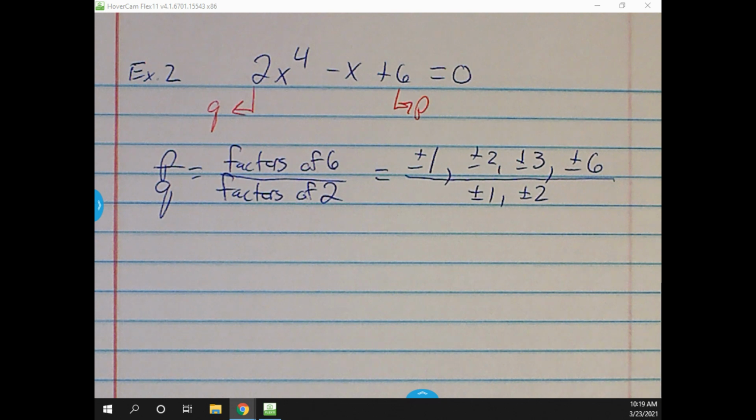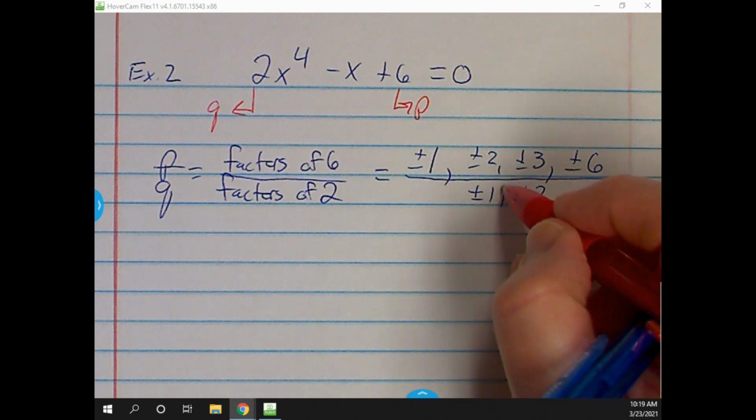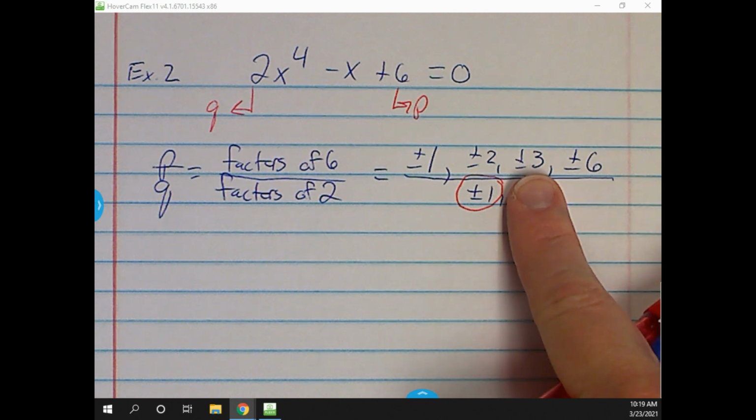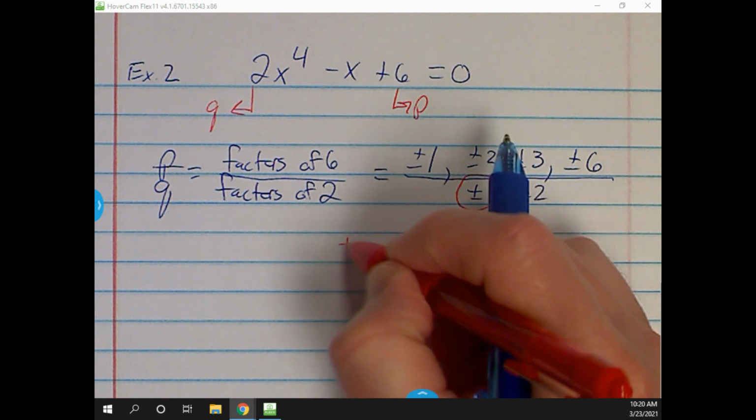Okay, so here's what we're going to do. We're going to go back and take all these numbers, and we're going to divide everything by 1. We're going to pretend like that 2 wasn't here for just a minute. If you divide everything by 1, it doesn't really do anything. It's just 1, 2, 3, or 6.